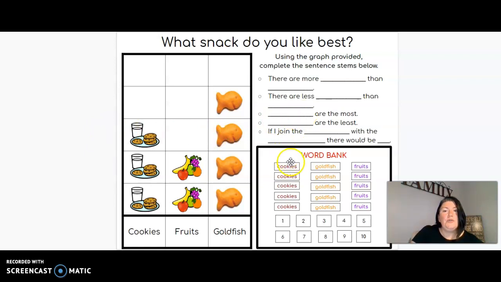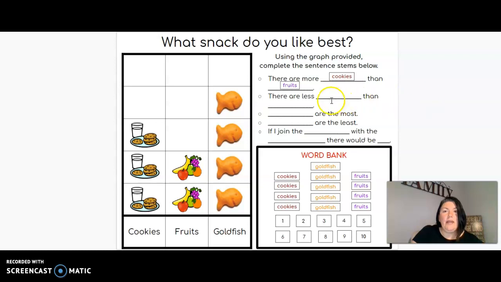So what you're going to do is, if you have a vertical bar graph, you're going to complete the sentence stems the exact same way. So my first sentence stem says that there are more blank than blank. Well, I know that there are more cookies than fruit. So I'm going to drag and drop those into my sentence stem.